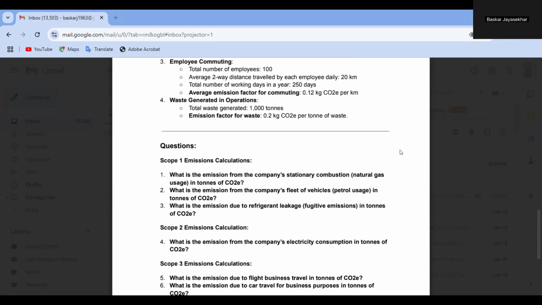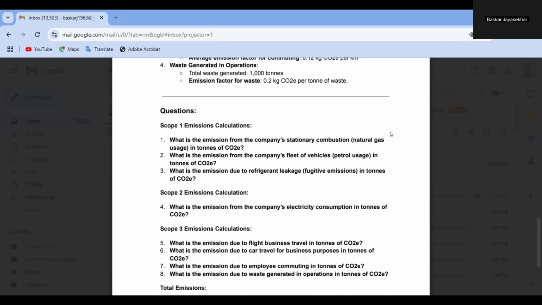The fourth one is waste generated in operations. The total waste generated is about 1,000 tons. It's 0.2 kg CO2 equivalent per ton of waste.